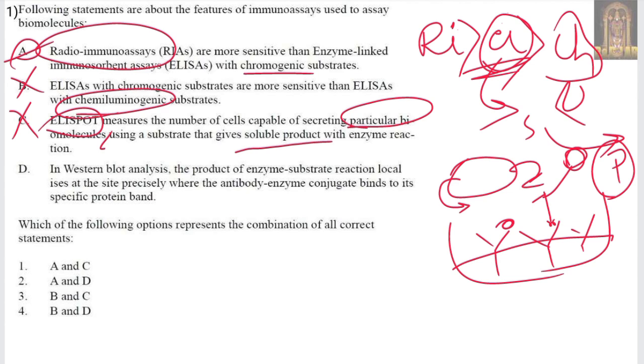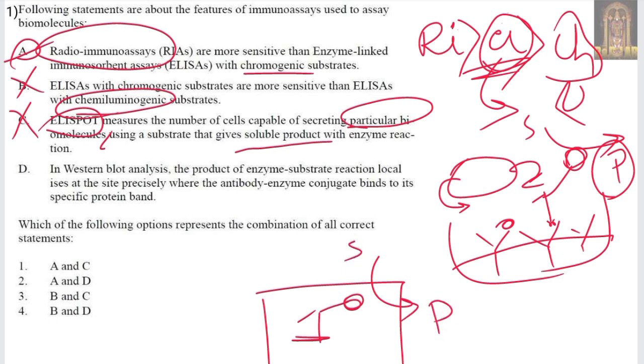And the next one, in the case of Western blot, like if this is the Western blot plate and your target protein is there, and again there you will send an antibody, there again there will be an enzyme, and here it will convert the substrate into the product. And here it is saying in the Western blot analysis, the product of enzyme substrate reaction. So the enzyme and substrate reaction was here, where our target protein is present in the Western blot plate.